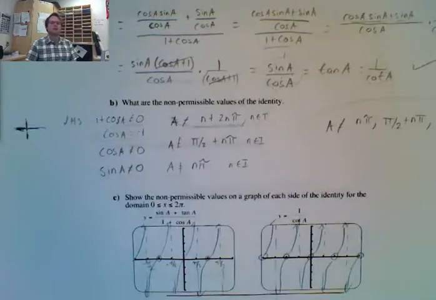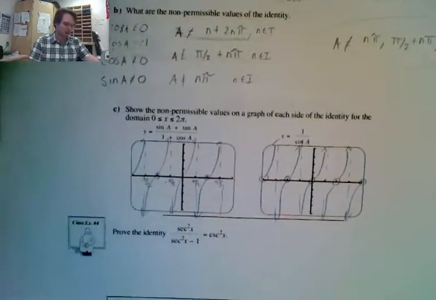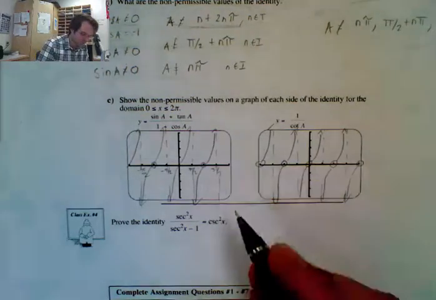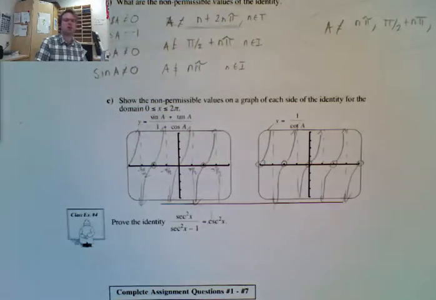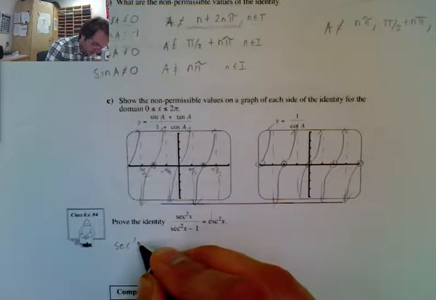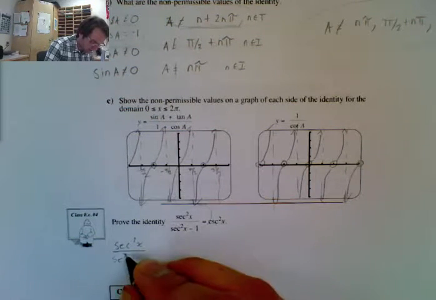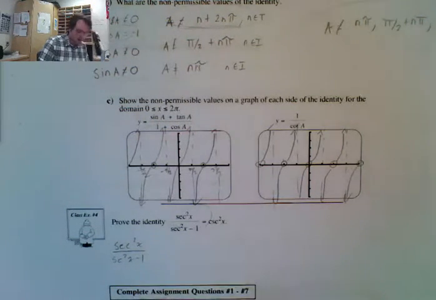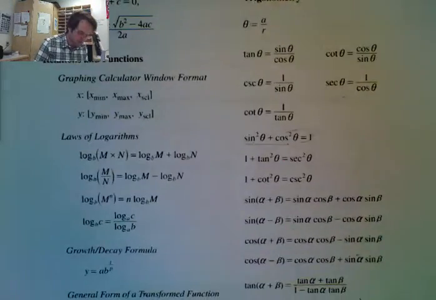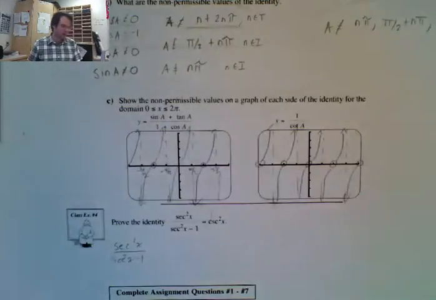Okay. Now, on my last question here, it says prove the following identity. So we want to prove this one. So I'm going to start with this side here, which is the more complicated side. So we have secant squared of x all over secant squared x minus 1. Well, secant squared x minus 1 is the same as tan squared x.